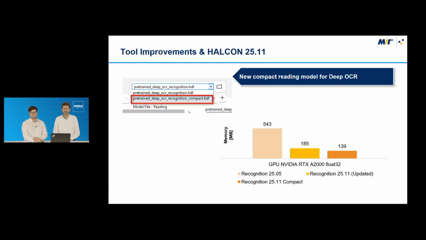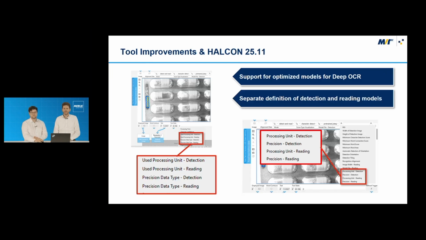With MERLIC 26.03, we introduced several tool improvements based on HALCON 25.11. The read text and numbers with deep learning tool has been extended with a new compact reading model, which is optimized for embedded systems and delivers more than 10 times faster inference. The tool now also supports optimized models, improving efficiency across different hardware targets. Detection and reading can now be configured more independently, including separate settings for processing unit and precision.